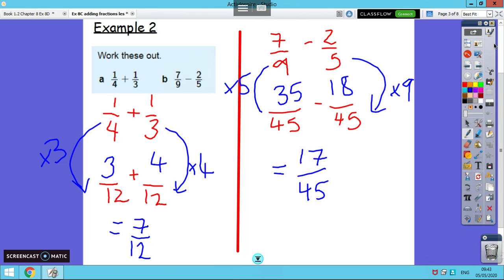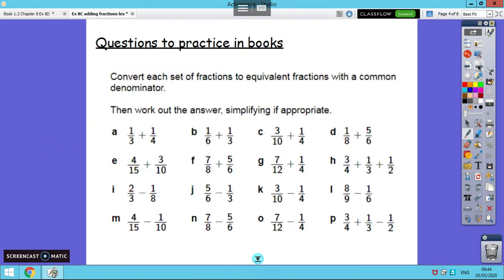Now your questions, as I said, pause whenever you need to. Your questions are on the next page. So you've got 16 questions here. The first 8 are adding and the second 8 are subtracting. Now I want to draw your attention to this one. Would 6 times 3 be the best thing to do here? No. So be careful. Same sort of thing here.